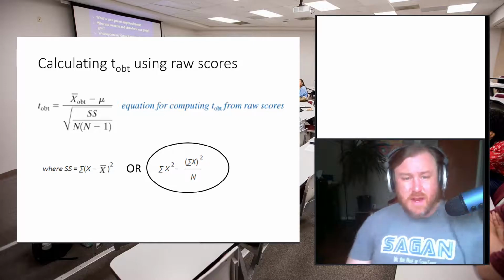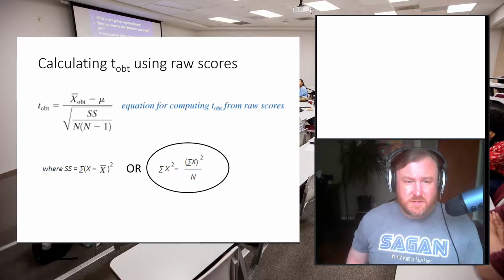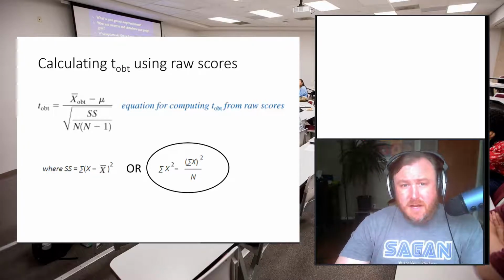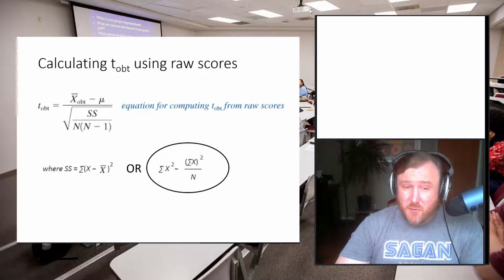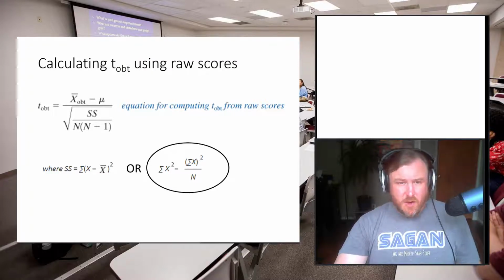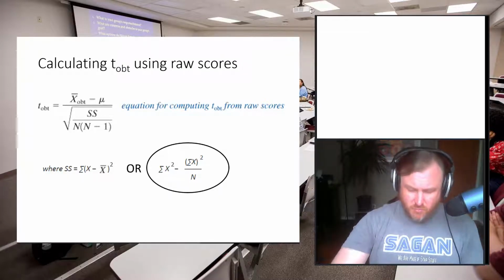So the equation is slightly different. t obtained is equal to the sample mean minus the population mean over the square root of the sum of squares divided by n times n minus 1. So why don't we write that down on our virtual whiteboard.